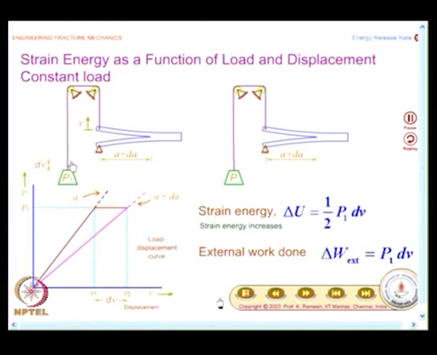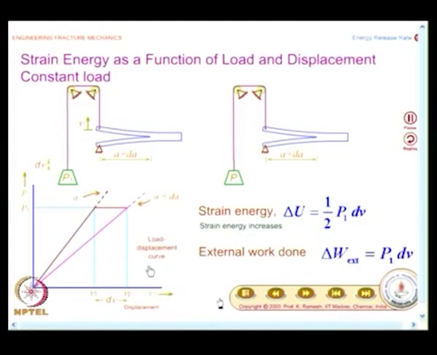And you should also note that the load has moved a finite distance dV. And what is the external work done? That is a rectangular area what you find here. And what is the energy available for crack growth? That is a triangular area. And it is simple arithmetic that would tell you that the work done is twice the strain energy available for the formation of two new crack surfaces. And in this case, the strain energy increases because of external work done.